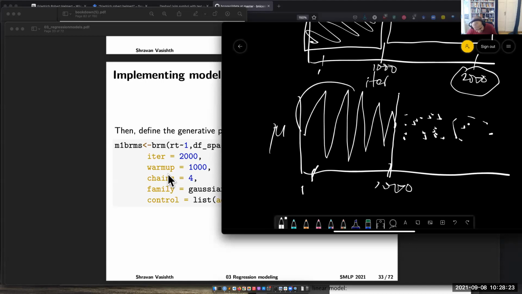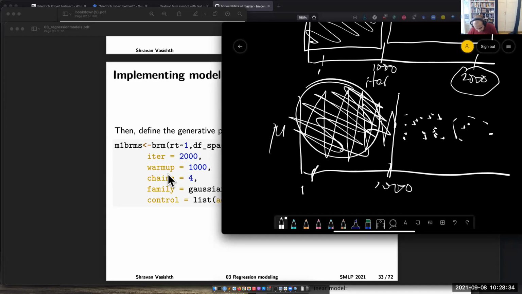In the initial steps, the sampler might not sample from the correct posterior because it's exploring the entire space of possibilities, right? So we discard these first cases, which are called the warm-up, and we only take the samples from the second half. So that's what this warm-up phase does.